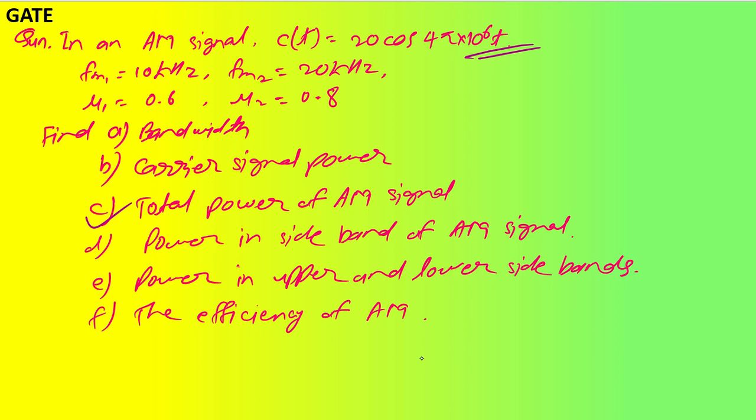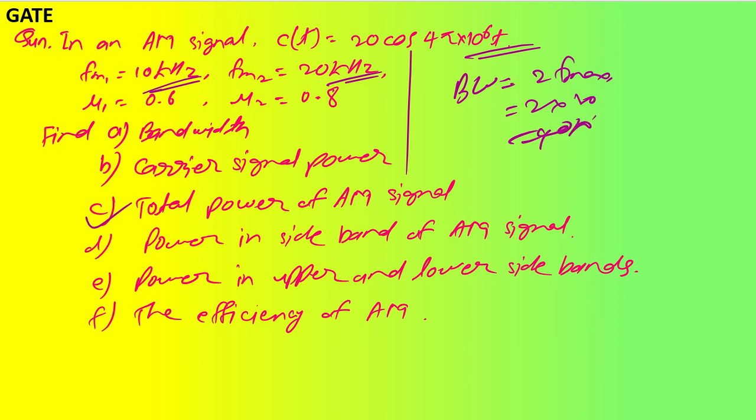So what is the bandwidth? I have told you bandwidth is 2 times fm max, whichever is the maximum frequency that is available in your message signal. So which one of these two is maximum? 20 kilohertz. So 2 into 20, that is 40 kilohertz. Very simple.